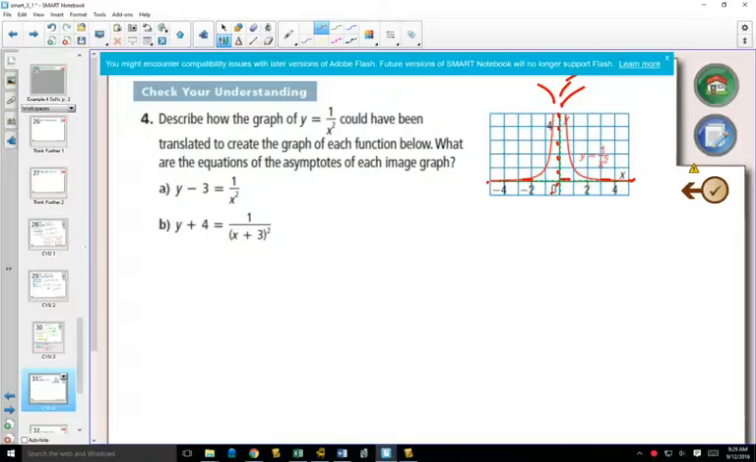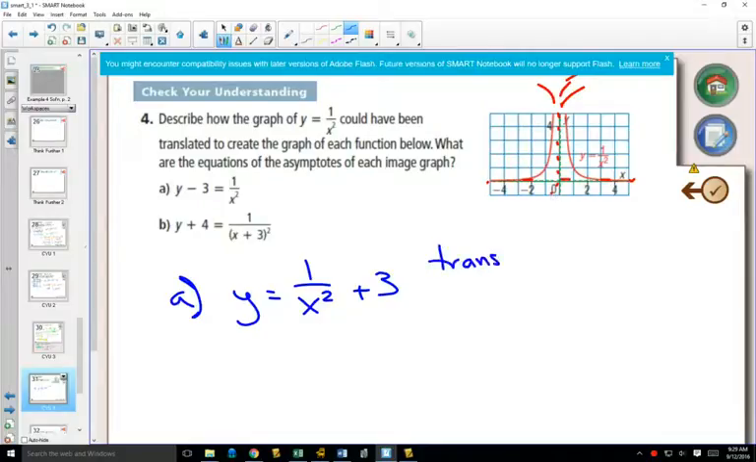So in part A here, I'm just going to take this equation and rewrite it with a 3 on the other side. And now we just have to describe it. What does that 3 do? Moves it up. So we can say that it's been translated 3 units up.